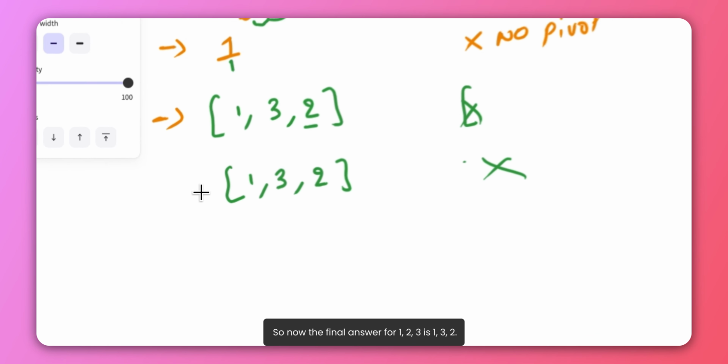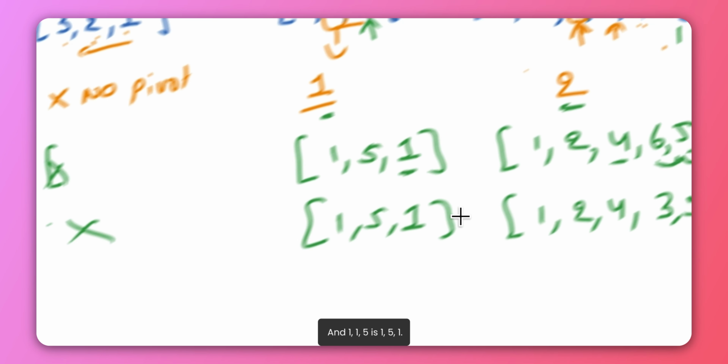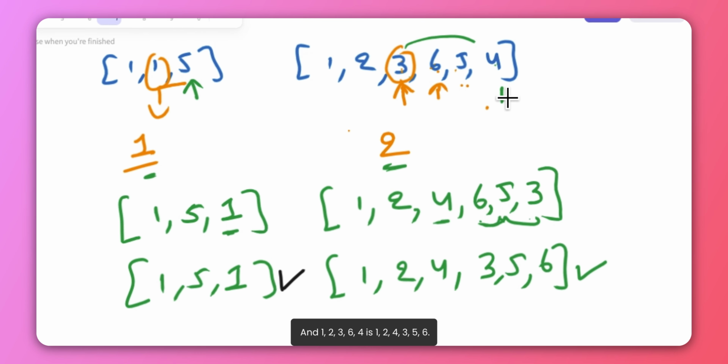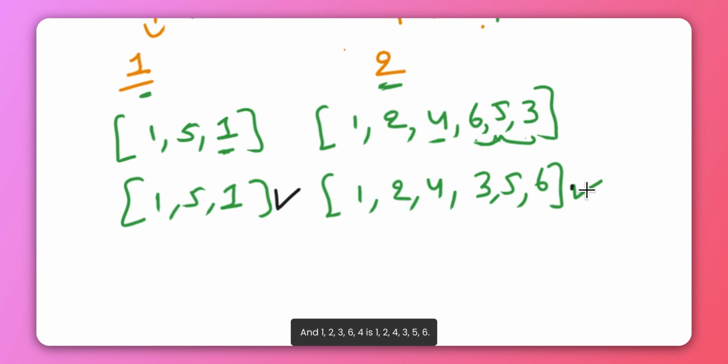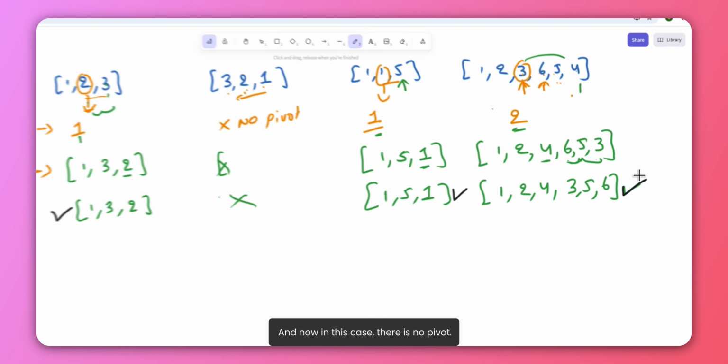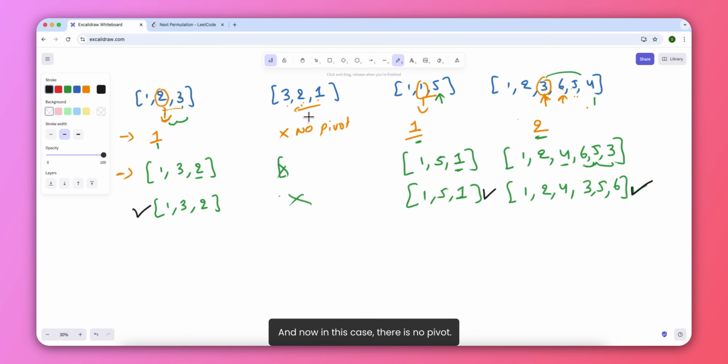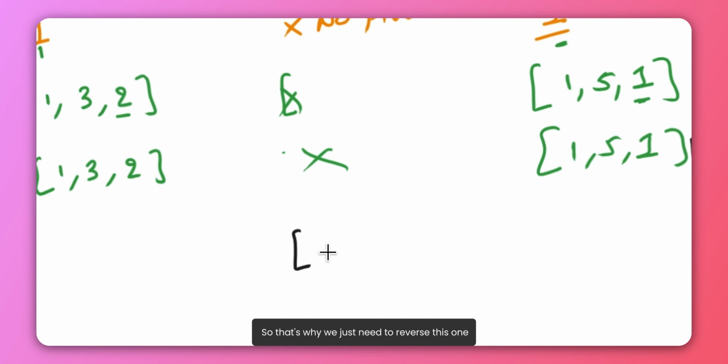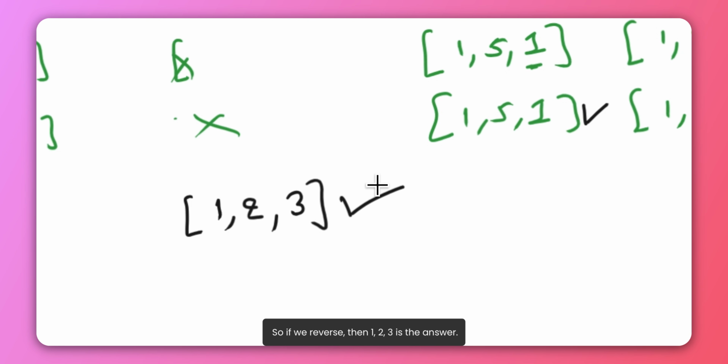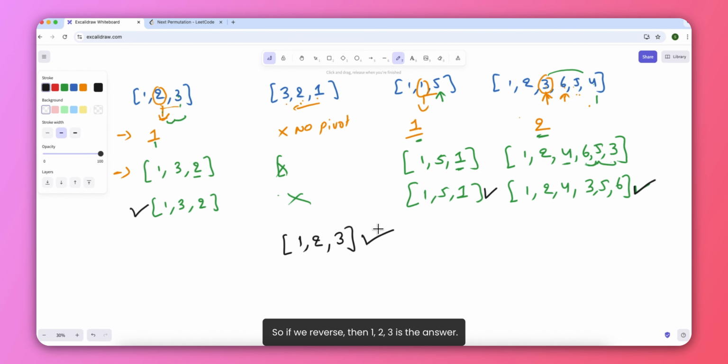So now the final answer for 1, 2, 3 is 1, 3, 2, and 1, 1, 5 is 1, 5, 1, and 1, 2, 3, 6, 4 is 1, 2, 4, 3, 5, 6. And now in this case, there is no pivot. So this array is already in descending order, the greatest permutation. So we just need to reverse this one to make the smallest rearrangement. So if we reverse, then 1, 2, 3 is the answer.